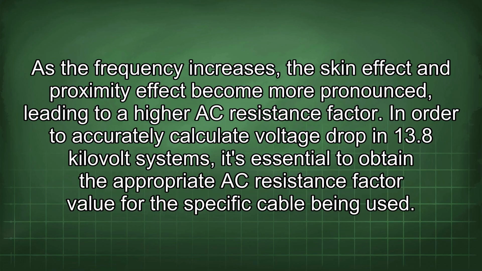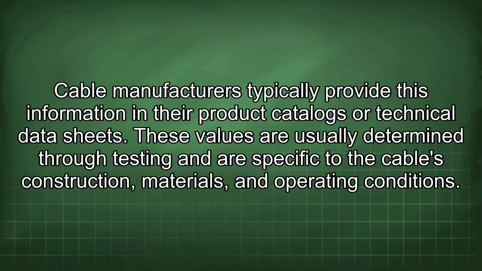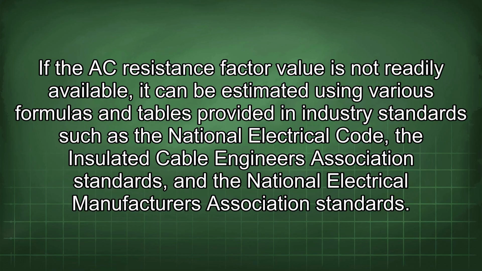In order to accurately calculate voltage drop in 13.8 kilovolt systems, it's essential to obtain the appropriate AC resistance factor value for the specific cable being used. Cable manufacturers typically provide this information in their product catalogs or technical data sheets. These values are usually determined through testing and are specific to the cable's construction, materials, and operating conditions. If the AC resistance factor value is not readily available, it can be estimated using various formulas and tables provided in industry standards such as the National Electrical Code, the Insulated Cable Engineers Association Standards, and the National Electrical Manufacturers Association Standards.